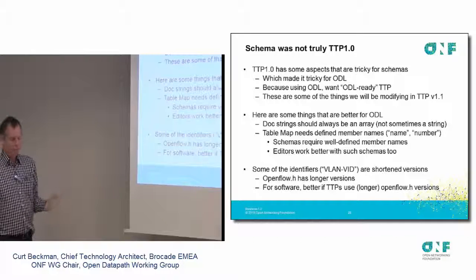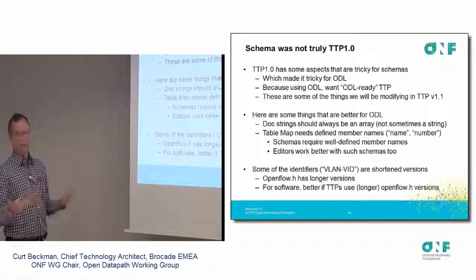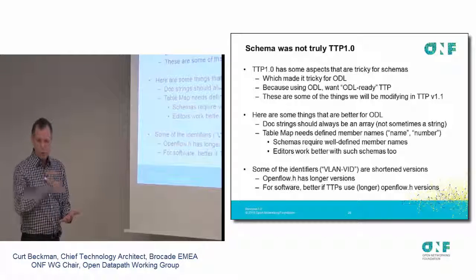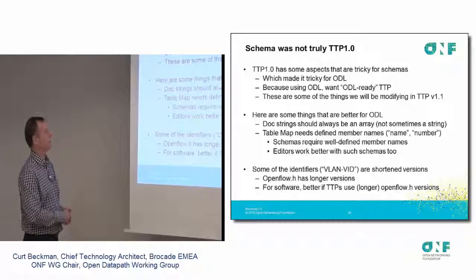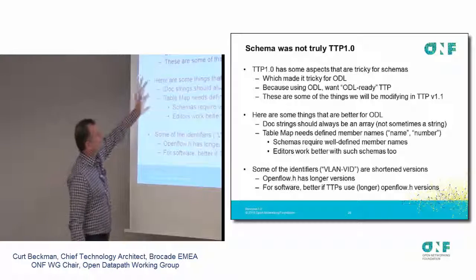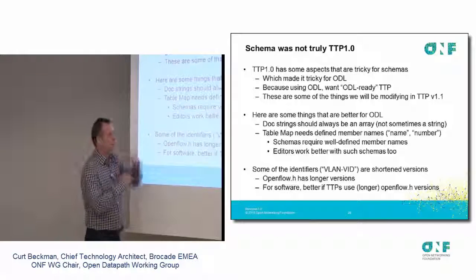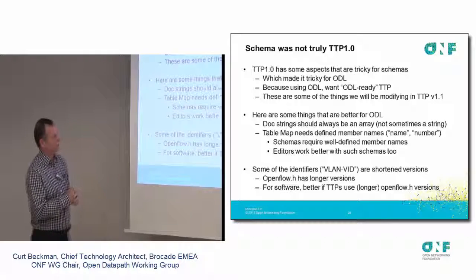And then the human doesn't need to read the JSON directly so much, probably read it using a tool that is schema driven. So one of the things we had was the table map, it was difficult to do.